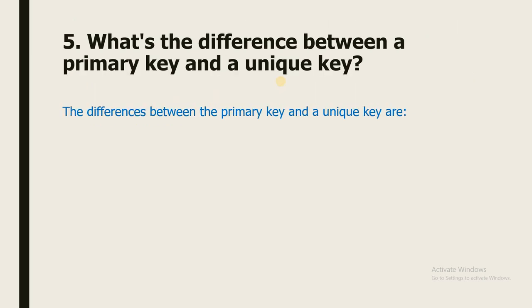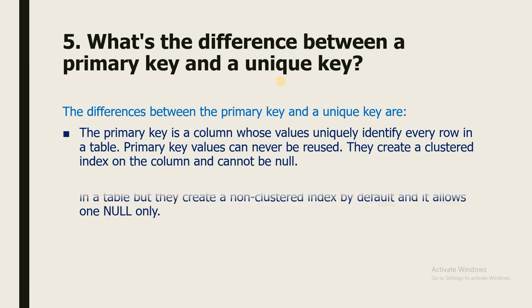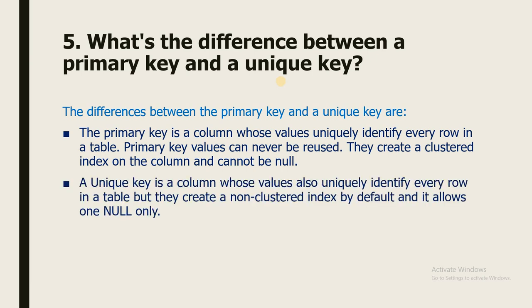So the next question is, what is the difference between a primary key and a unique key? The primary key is a column whose value uniquely identifies every row in a table. Primary key values can never be reused. They create a clustered index on the column and cannot be null. A unique key is a column whose value also uniquely identifies every row in a table, but it creates a non-clustered index by default, and it allows only one null value.